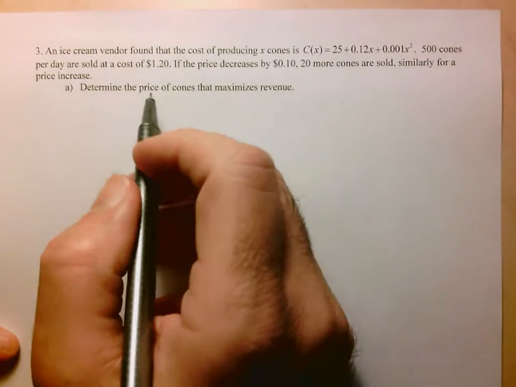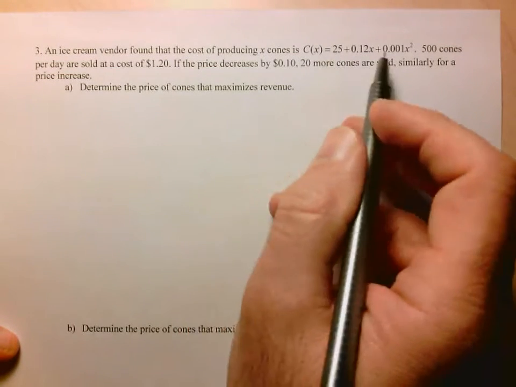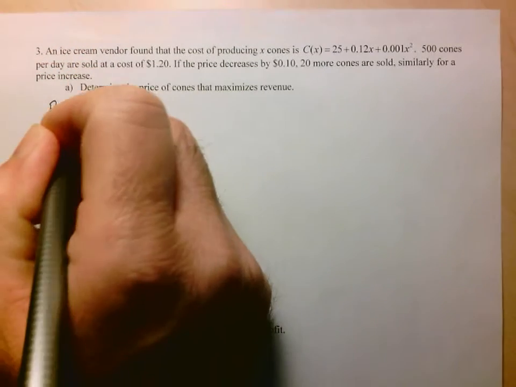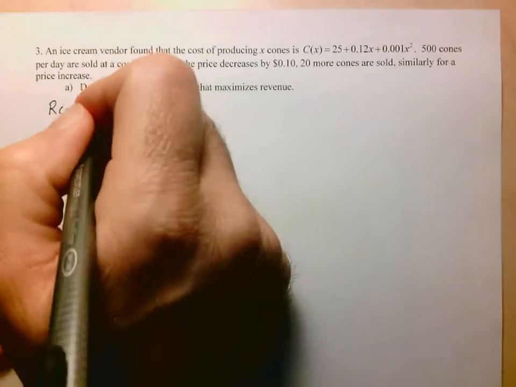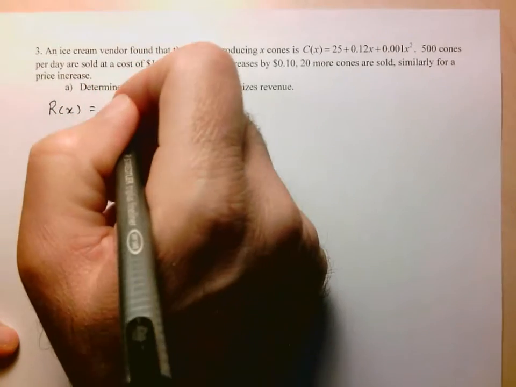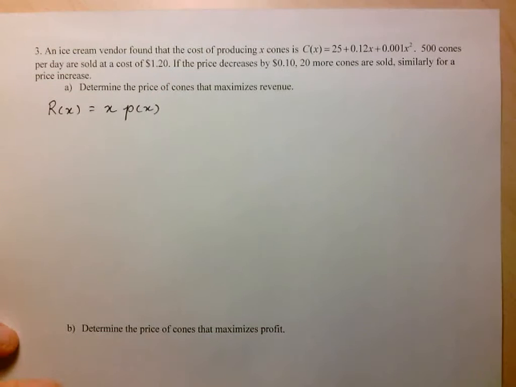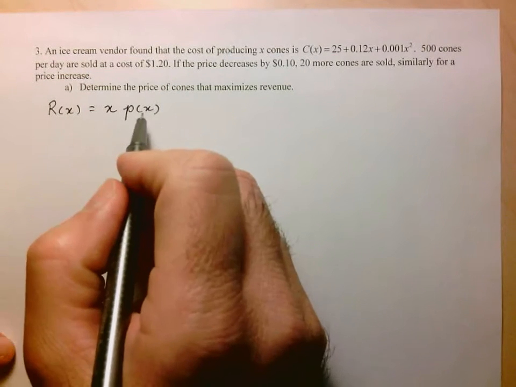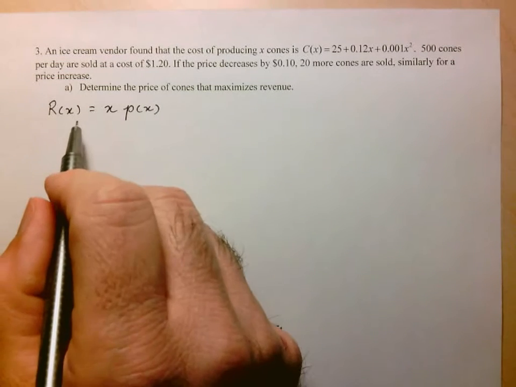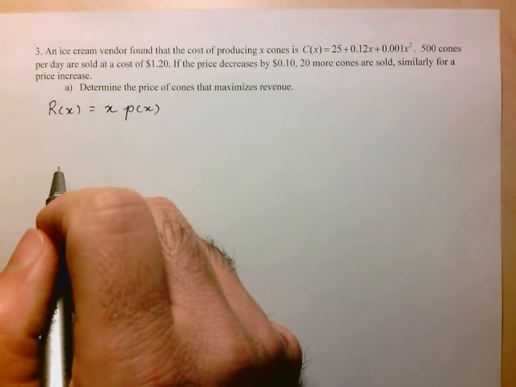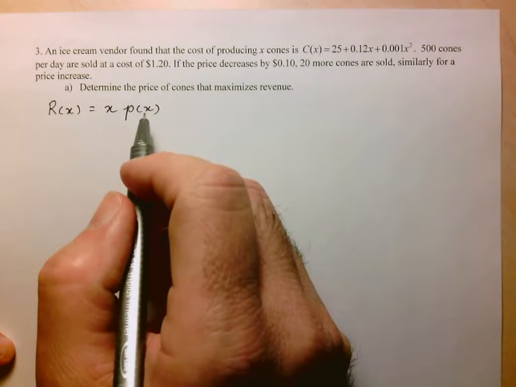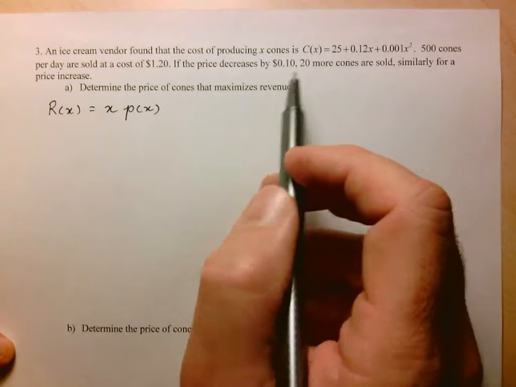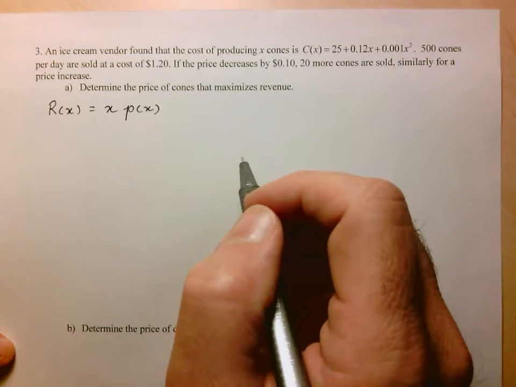Here we're only interested in the revenue, so the cost won't even come into play. Let's remember that the revenue function, if x is the number of cones, is given by the number of cones times the price for each cone. So our price function is again given by this same variable x, the number of cones. We're solving this in a different way than you would have seen. The price function is going to be linear, because every time you increase or decrease the price by a certain amount, the number of cones sold increases or decreases by a certain amount.